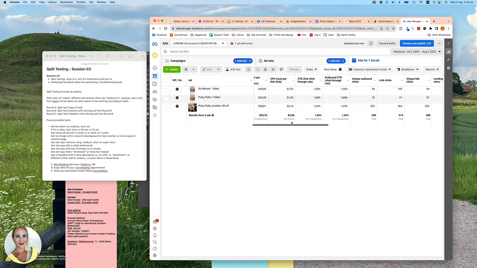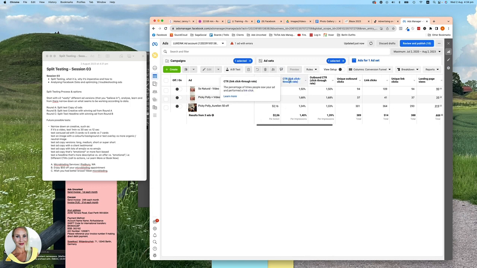I look at the cost per click. I especially look at the click-through rate, because that indicates, first of all, how relevant this ad is to our audience, how many people are interested in clicking through. If it has a low click-through rate, aka under 1%, it just indicates that your audience is not so interested in this ad. They're not clicking through, they're just ignoring it.